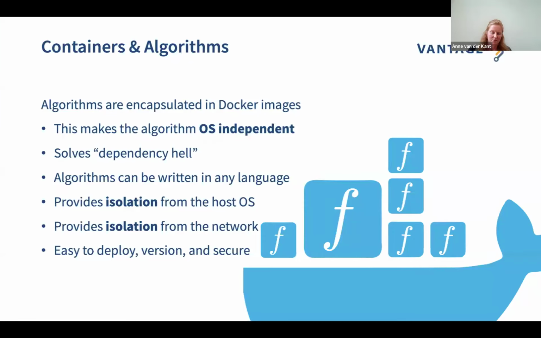It also provides isolation from the host OS, so it's reasonably safe, and it provides isolation from the network. So your algorithm, unless you specifically allow it to, cannot send its data to China, which I think is a good thing. It also makes it very easy to deploy. The node only needs to know Docker and accept Docker images. Technically, we support a couple of other containerization options, but I think Docker is the most common, or at least most commonly used.